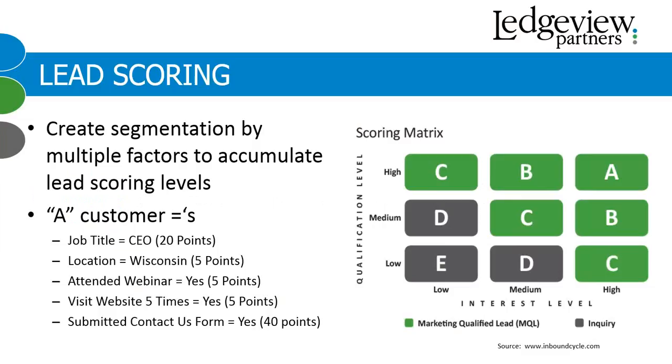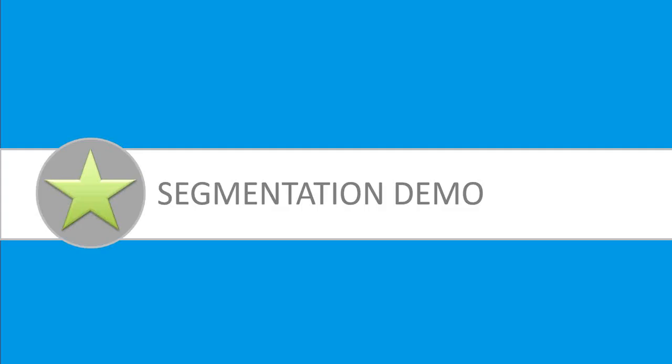So lead scoring is really a great way to take multiple lead attributes and combine them to create scoring levels to segment and manage your database. Let's take one final look at this in the CRM system.